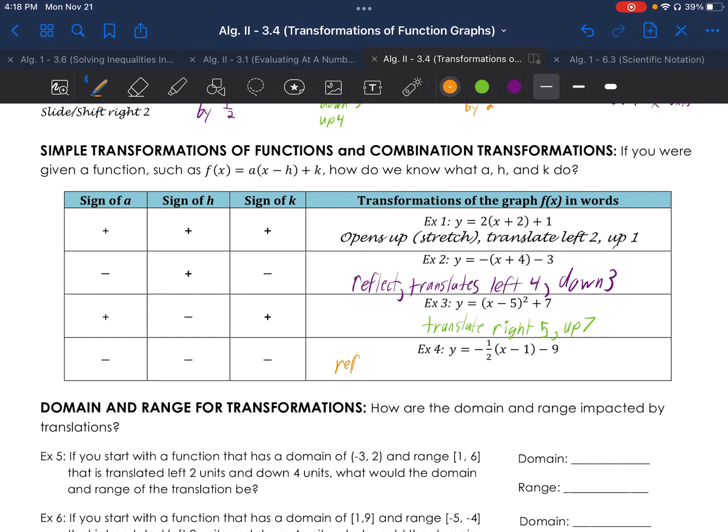And the last one, we see a negative 1/2. So this one does a few different things. It reflects with a negative. The 1/2 tells us it's compressed because it's between -1 and 1, by 1/2, so compressed by 1/2. This -1 tells us it's translated, shifted, or slid right 1, because this is -1, so you do the opposite. And this tells us -9, do exactly what it says, but down instead of left, right.